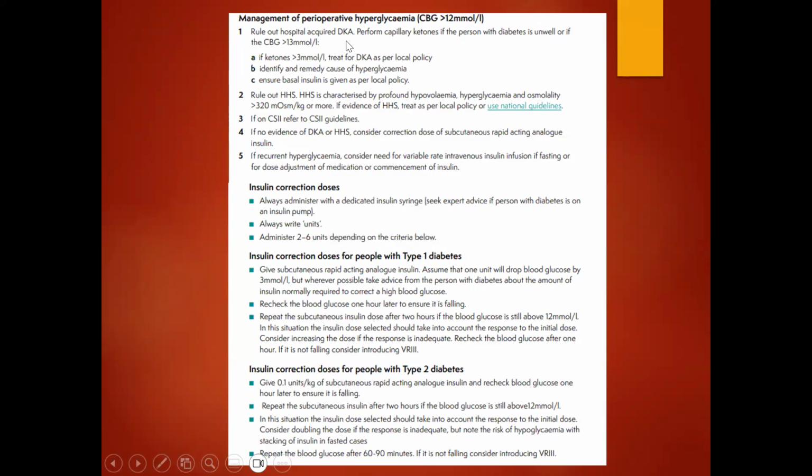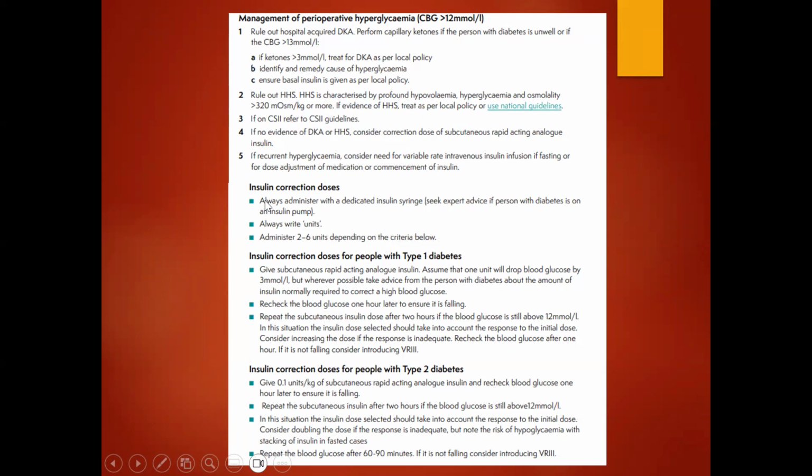Rule out hospital-acquired DKA. Perform capillary ketone testing if the patient with diabetes is unwell or if the CBG is more than 30. If ketones are more than 3, treat as DKA. Identify and remedy the cause of hyperglycemia, and ensure basal insulin is covered. Rule out HHS. HHS is characterized by profound hypovolemia, hyperglycemia, and osmolarity more than 320. If there is evidence of HHS, go for the HHS guideline. If on an insulin pump, refer to the insulin pump guidelines.